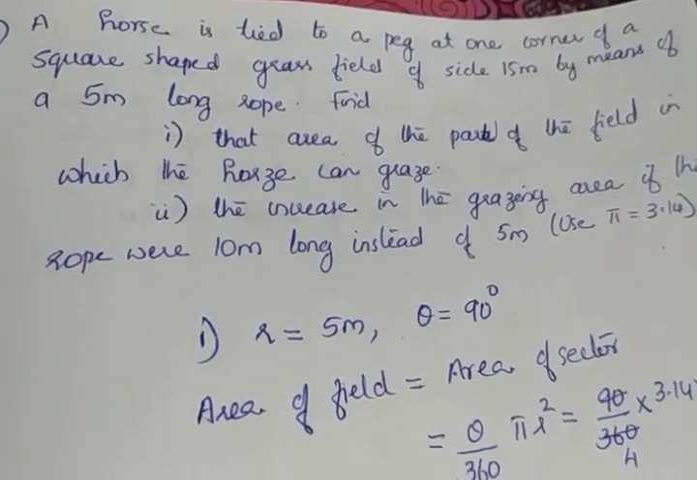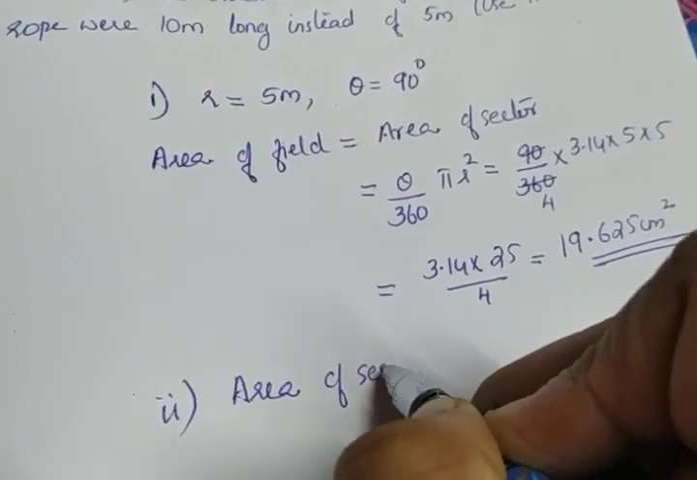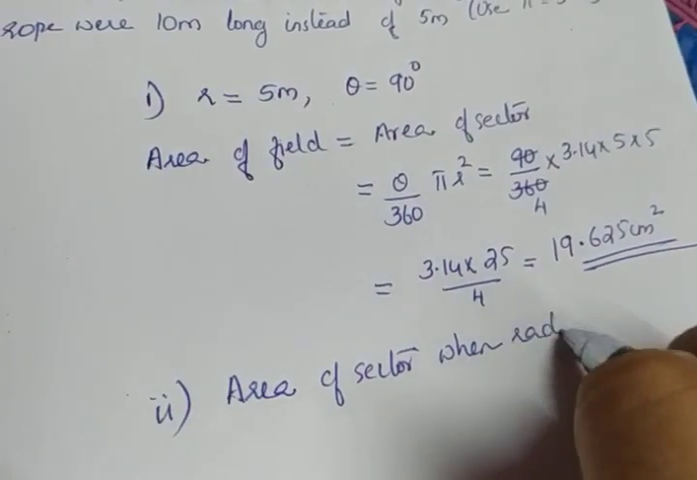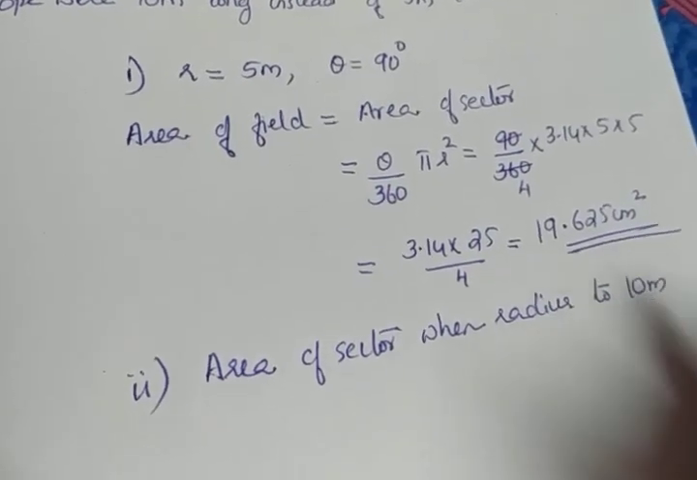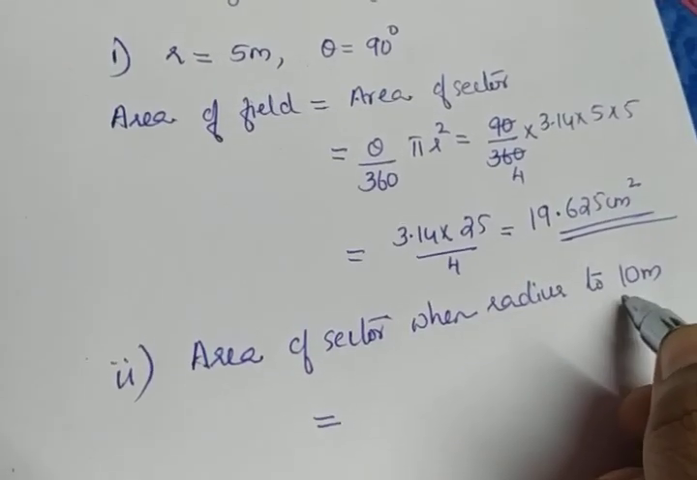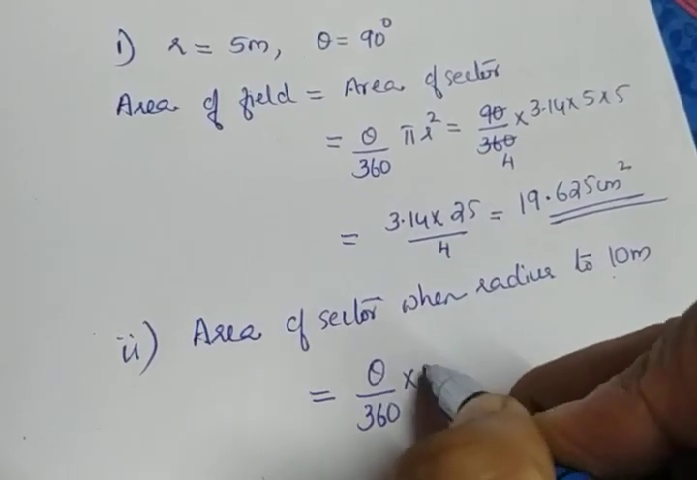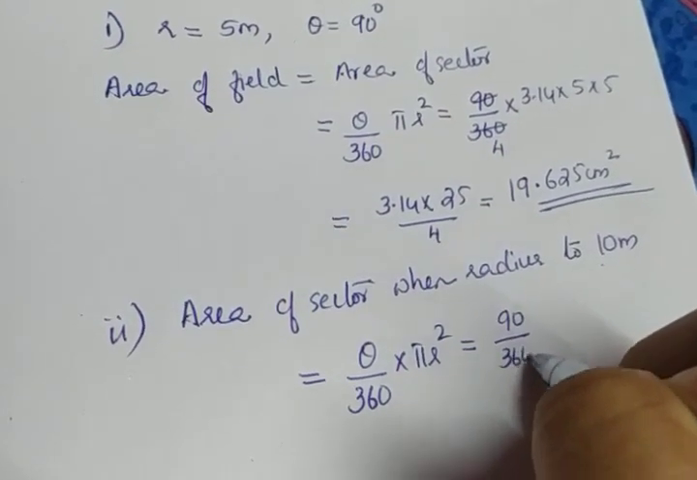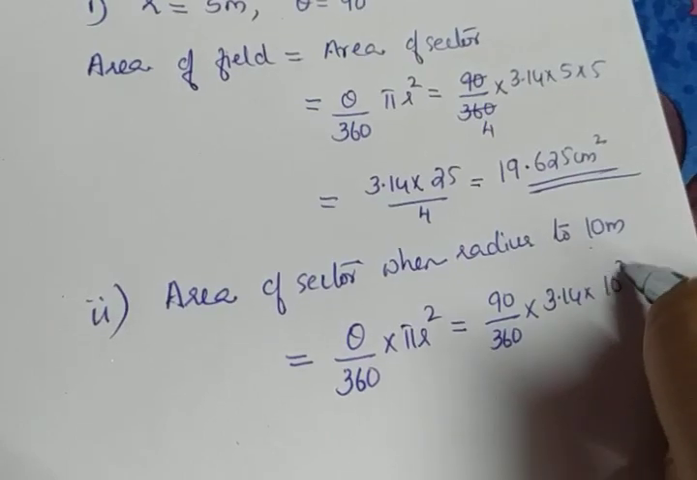Okay, second part: we have to find the increase in the area. So what do we have to find first? The area of the sector when the radius is 10 meter, because we are increasing the length of the rope to 10 meter. The formula remains the same: theta by 360 into pi r square. That is 90 divided by 360 into 3.14 into r square, which is 10 square.